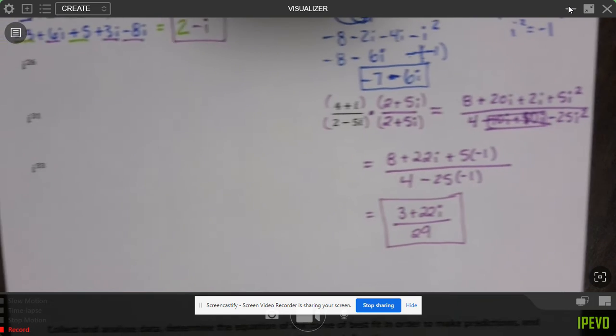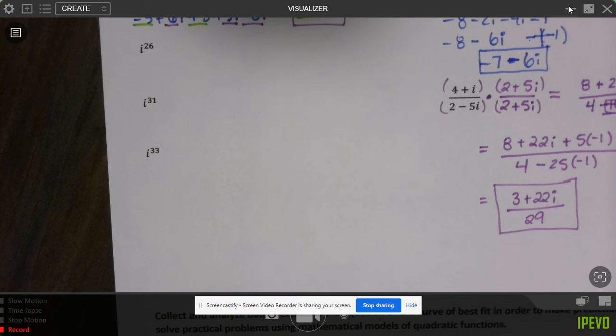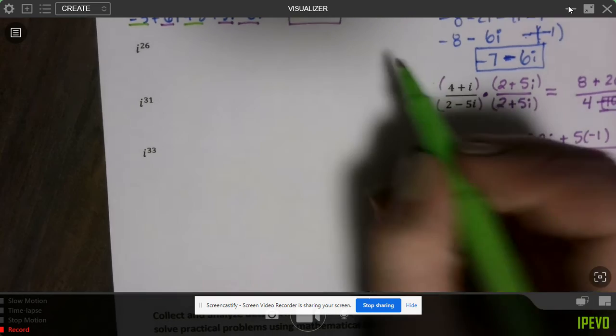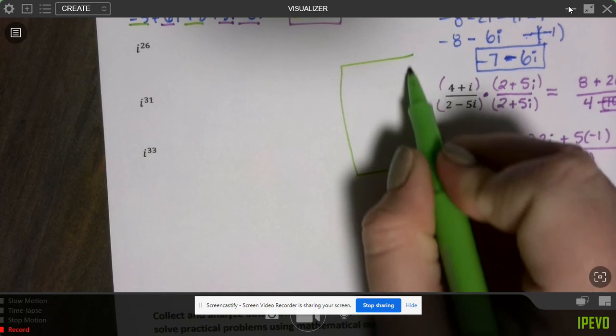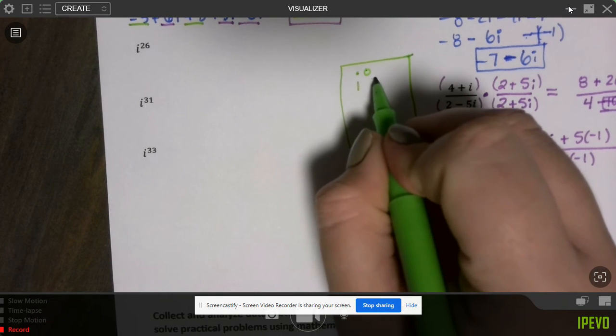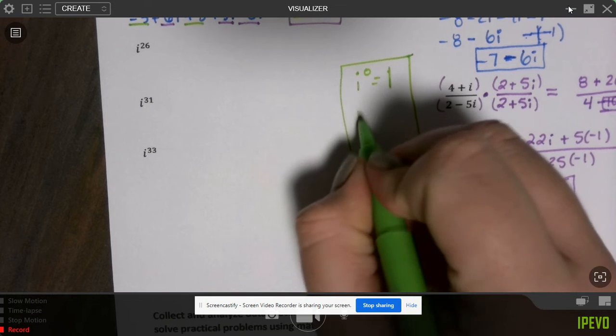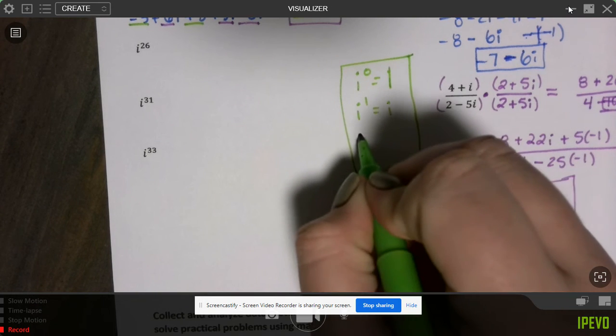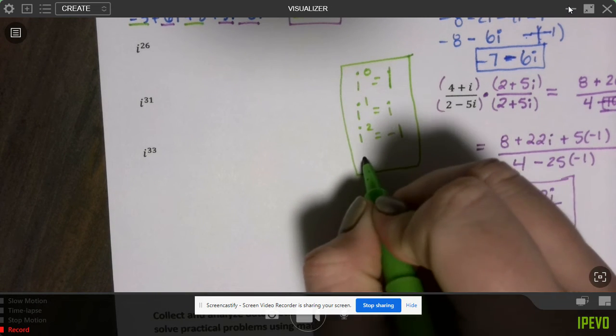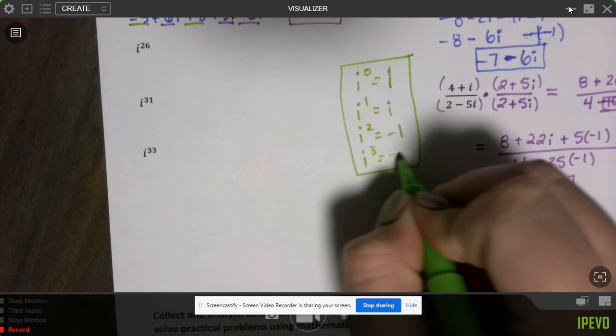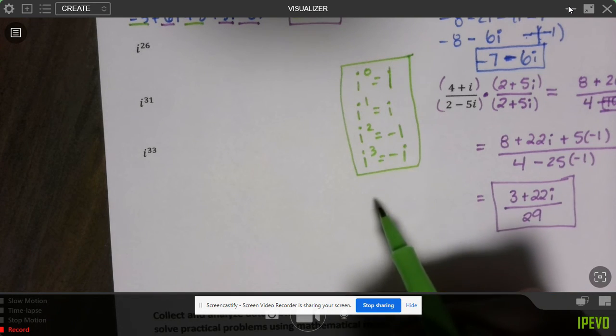Moving on to our powers of i, we need to remember, and you need to remember because they won't be given to you, the following powers of i. i to the 0 power is 1. i to the 1 power is i. i squared is -1. i cubed is -i. And then the pattern repeats with i to the 4th.